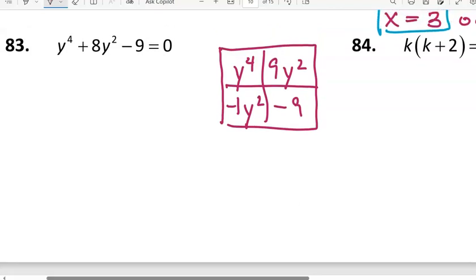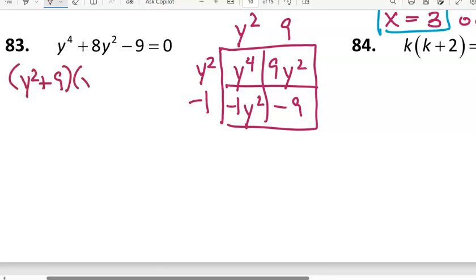So I'm going to use those as coefficients of the middle term, which is a y squared term. And now factor GCFs from each column and each row. So two factors are y squared plus 9 and y squared minus 1. So we can set each of these to 0.